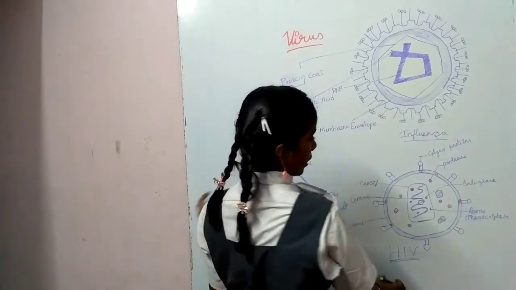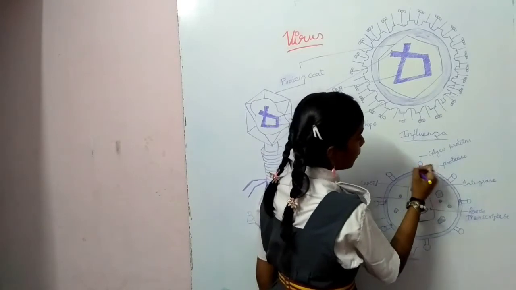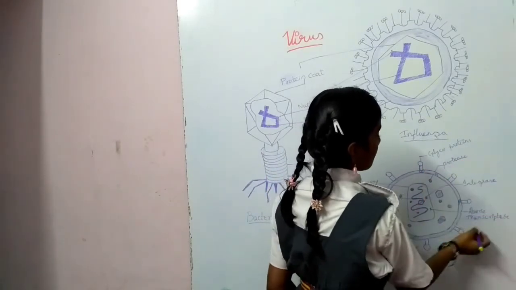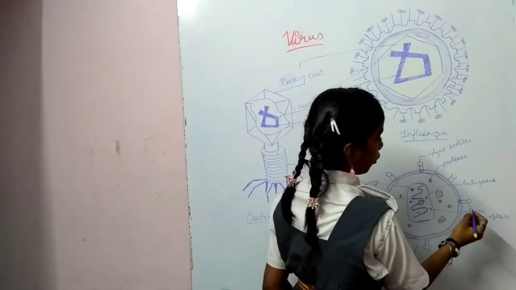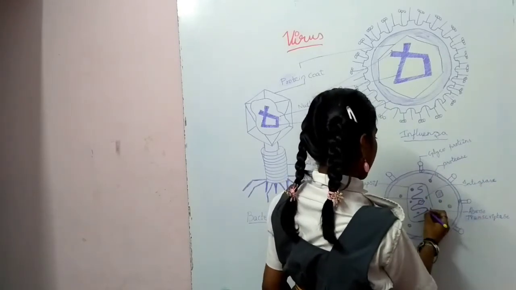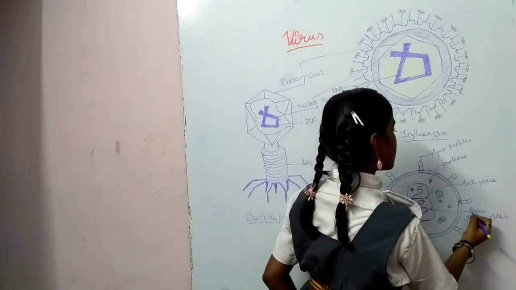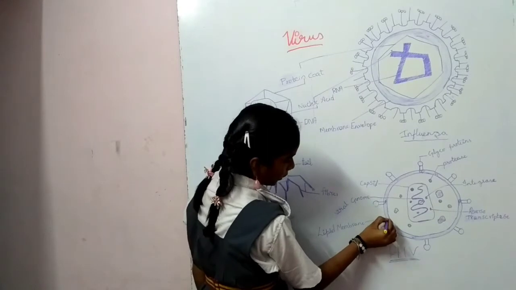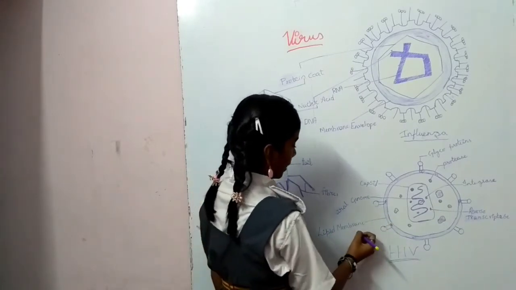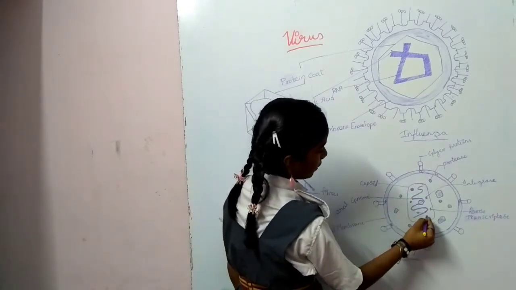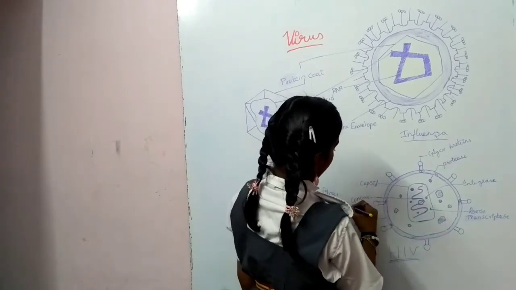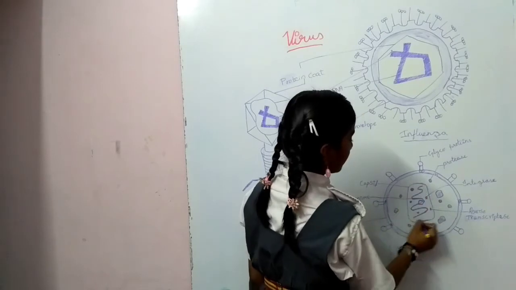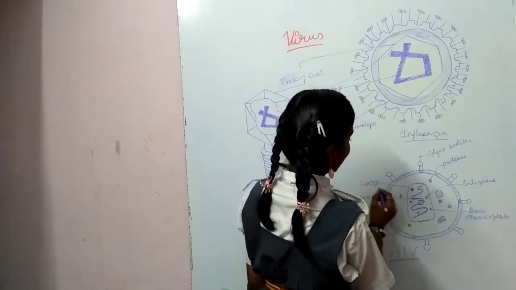For HIV virus, this round shaped part is known as glycoproteins, and this is known as protease, and this small circle is known as integrase, and this little smaller one is known as reverse transcriptase, and this outline is known as lipid membrane, and this curved line is known as viral genome, and the coating is known as capsid.